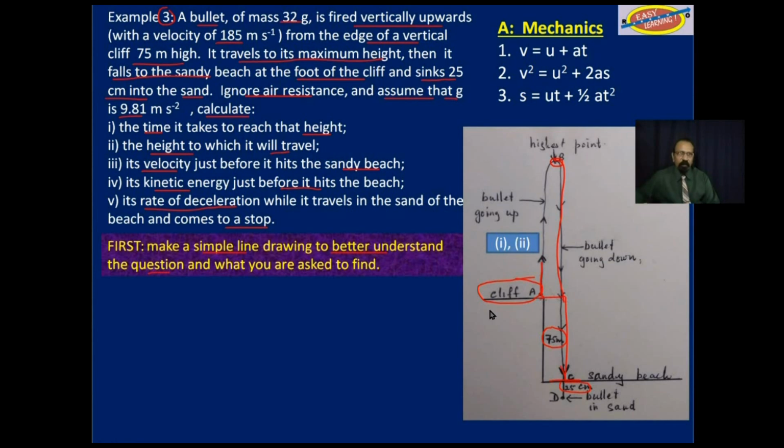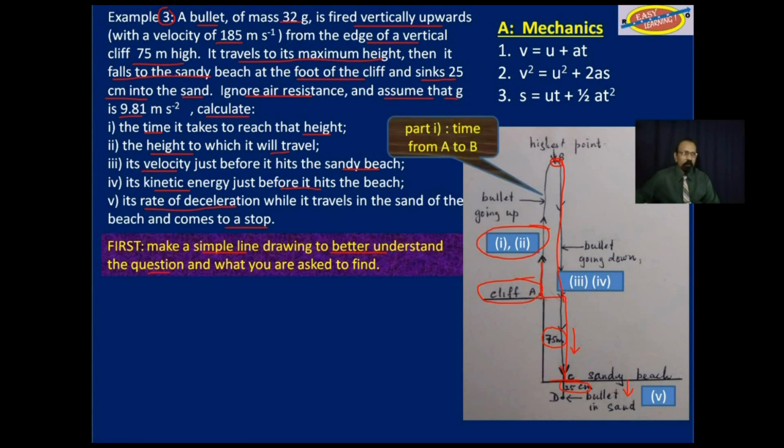So here are our 5 questions. Parts 1 and 2 will deal with the bullet going upward. Parts 3 and 4 with the bullet coming downward. And part 5 with the bullet traveling through the sand. Once we understand that, the question becomes fairly simple. So let's look at part 1 to begin with.